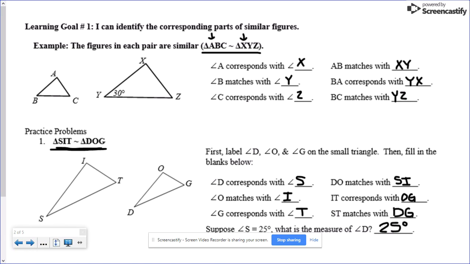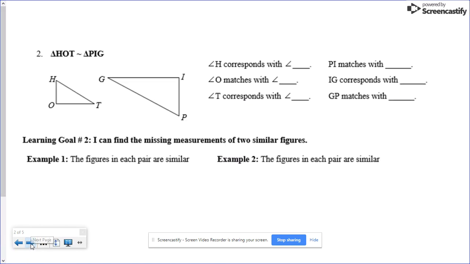Okay. There is another practice problem, number 2, right here. I am not doing that one with you. You need to do that on your own. So push pause and spend, I don't know, 3, 4, 5 minutes trying to figure out 2 on your own, please.